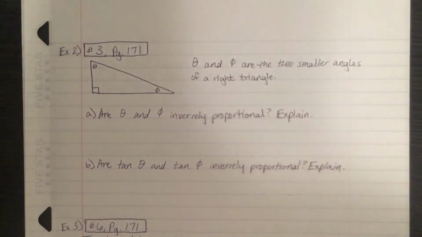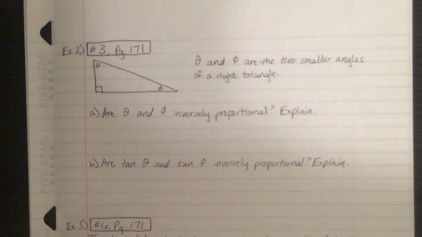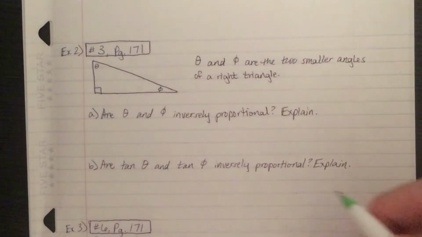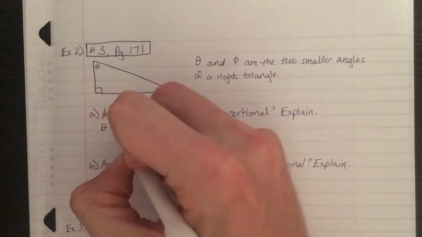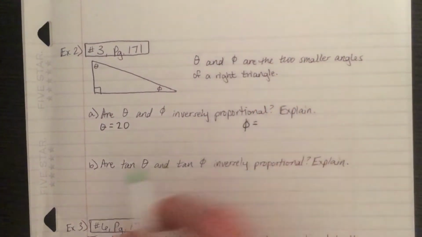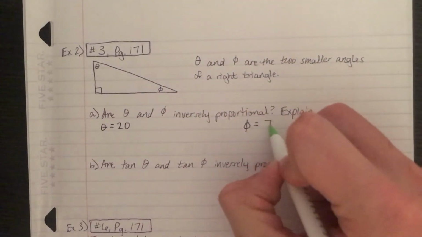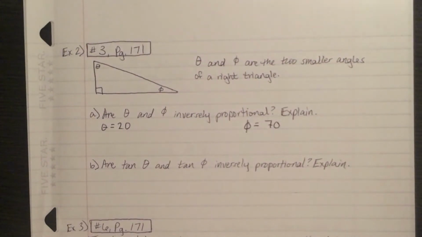And we want to figure out, as one increases, if we multiply one, will the other one decrease by the same amount? So let's see, what would be a good angle measure to use here? We're going to set theta to 20 because we need to figure out a test case. So if theta here is 20, since this is a right triangle, that means that phi here is going to be 70.